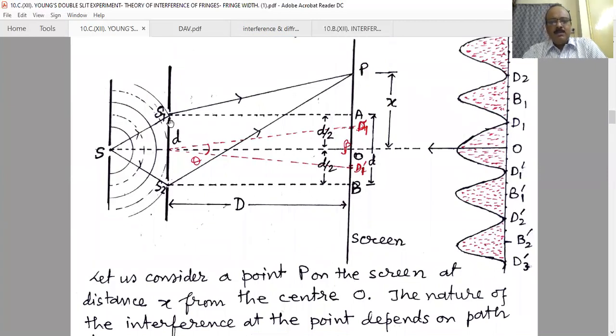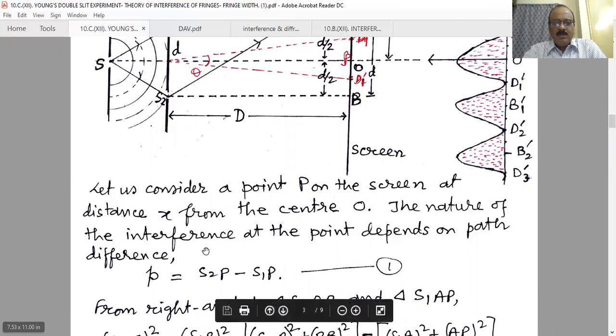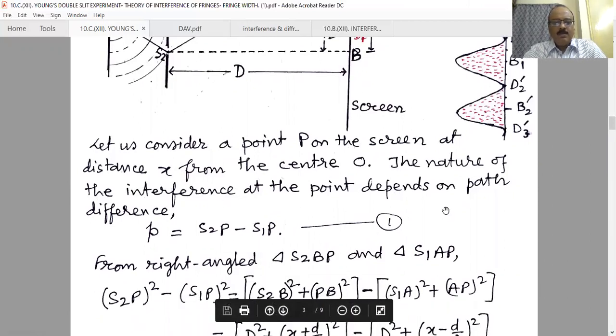obviously there is a path difference between S1P and S2P. That means light coming from the two coherent sources, when they reach the point P, there is a path difference. And we know if the path difference is an integral multiple of lambda, then light coming from the two sources S1, S2 will meet in the same phase at point P. Let us consider the point P on the screen at distance x from the center O. The nature of interference at the point depends on path difference.